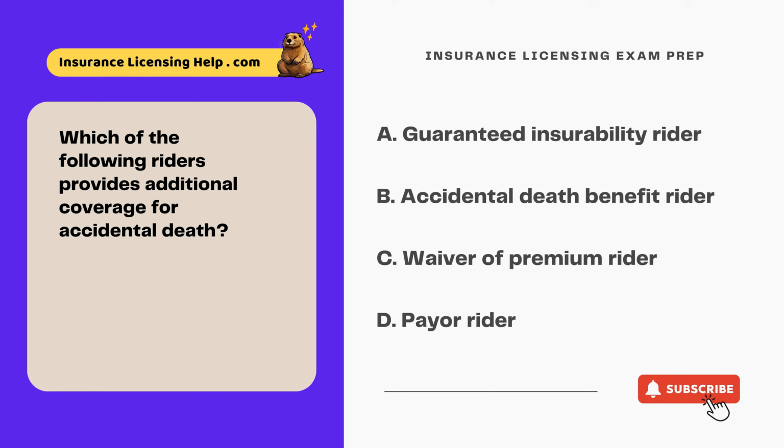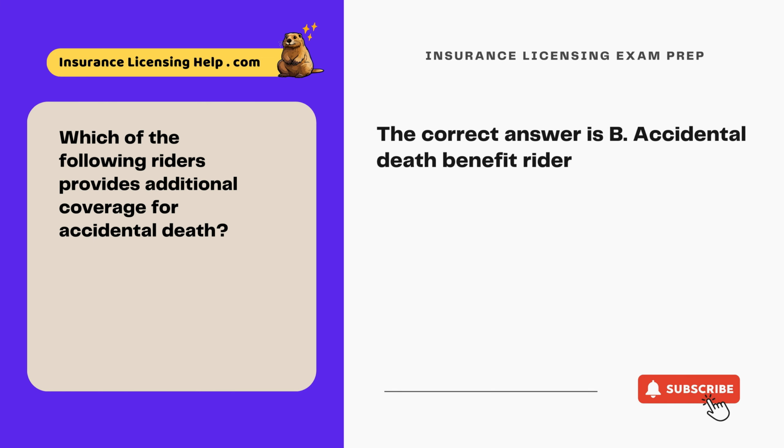Which of the following riders provides additional coverage for accidental death? A. Guaranteed insurability rider. B. Accidental death benefit rider. C. Waiver of premium rider. D. Payer rider. The correct answer is B.